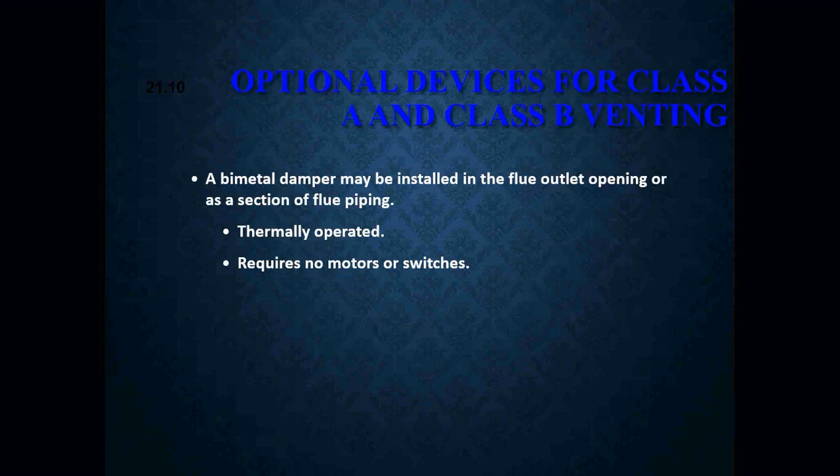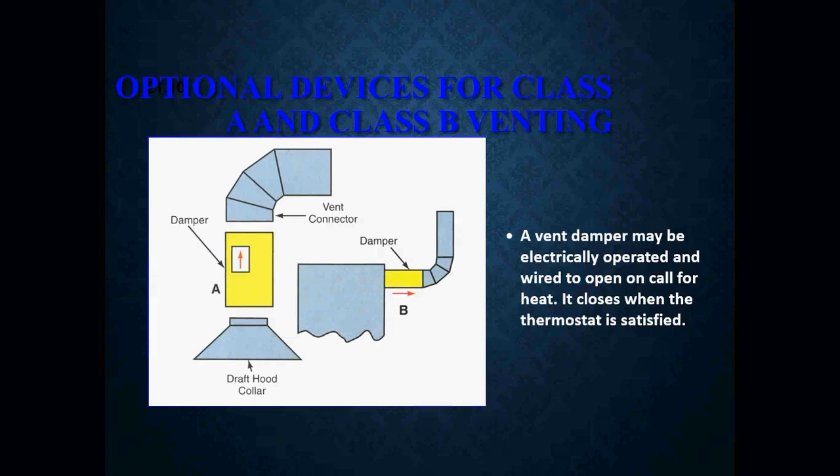A bimetal damper may be installed in the flue outlet opening or as a section of flue pipe. These types of devices can be either thermally operated or require no motor or switches. A vent damper may be electrically operated and wired to open on a call for heat and close when the thermostat is satisfied.